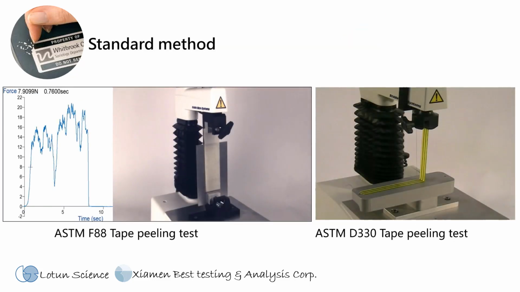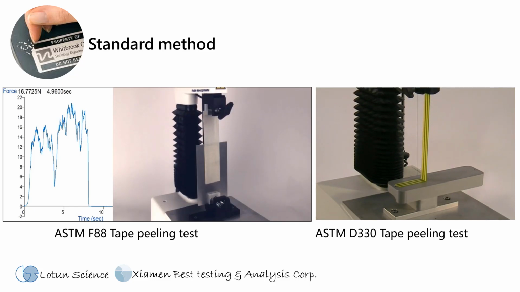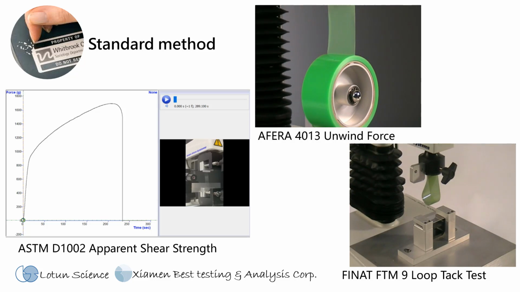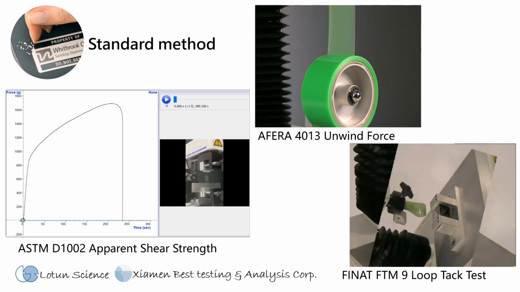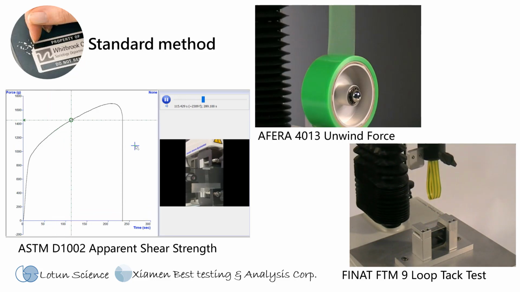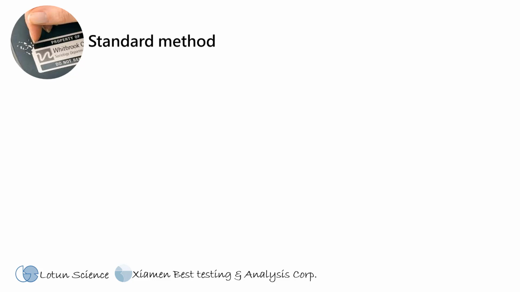Let's first review standard methods, 180° and 90° peel to measure how easily tape detaches from a substrate. Additionally, there is the adhesive shear strength test, followed by AFRA's unwind force test, which evaluates the ease of unwinding rolled tape. Finally, we have Finit's initial adhesion test to measure the initial stickiness of tapes.